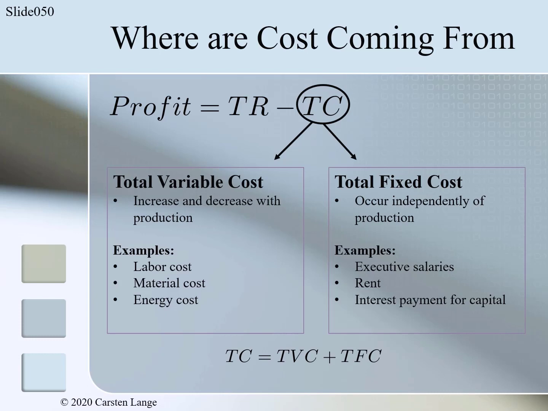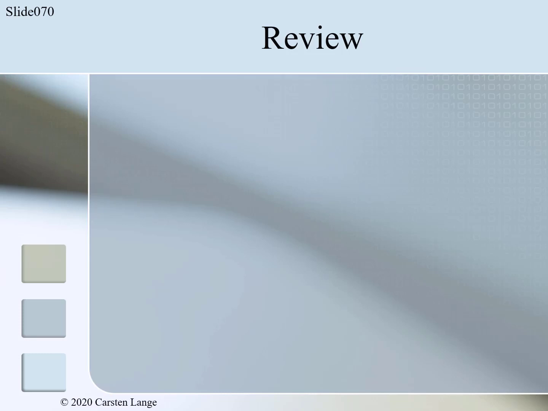So total cost is the sum of total variable cost plus total fixed cost. If you change the arrangement of this equation, you can calculate the missing component. For example, if you have total cost and you subtract total fixed cost, you can calculate total variable cost. If you have total cost and total variable cost and you subtract total variable cost from total cost, you can calculate total fixed cost.